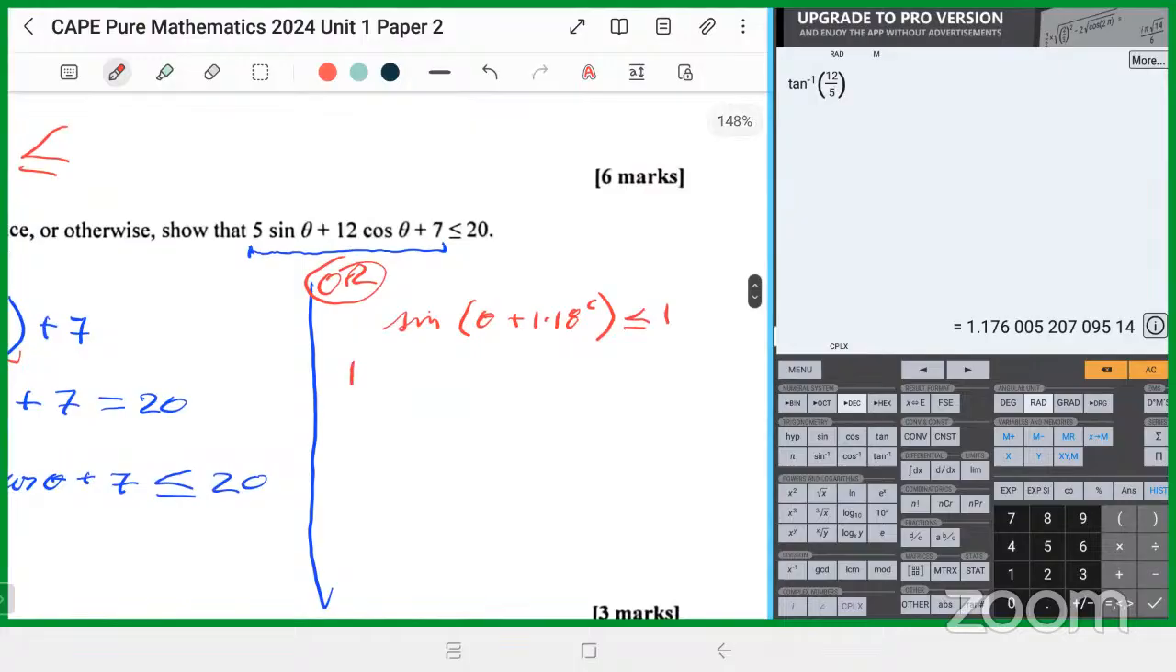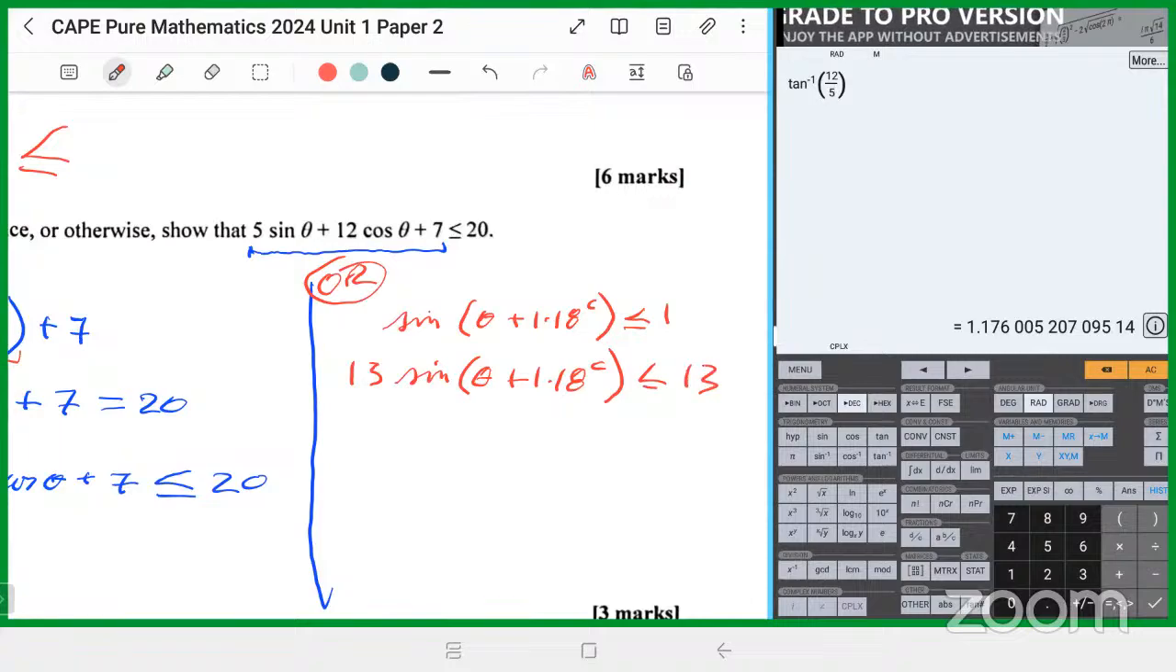So I'm going to say, therefore, 13 times the sine of theta plus 1.18 radians is less than or equal to 13. And then I'm going to add 7 to both sides. Or what I can do is write this back as this expression now, because remember, it is equal to it now. So I can say, therefore, 5 sine theta plus 12 cos theta is less than or equal to 13. That's where we have gotten to.